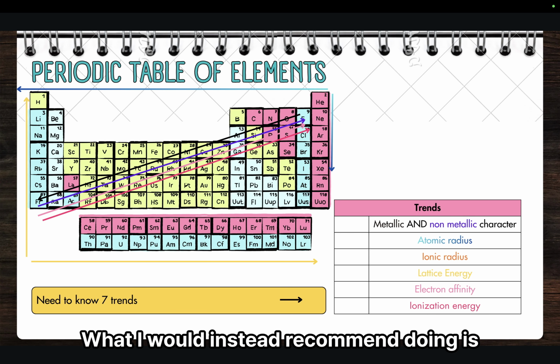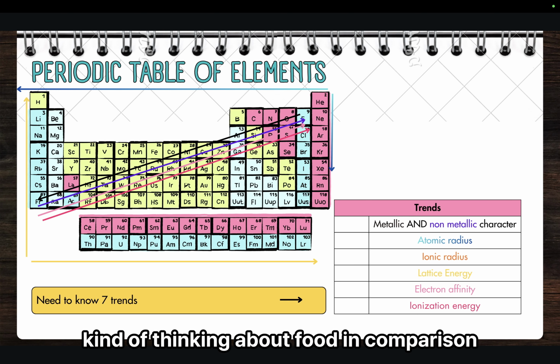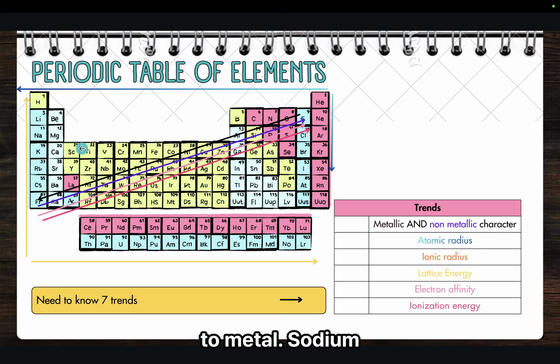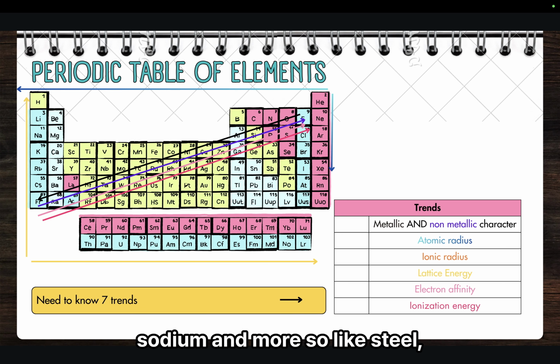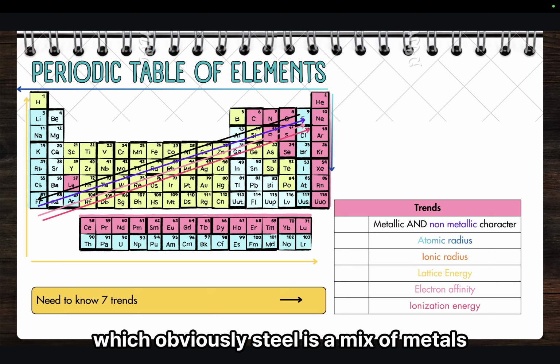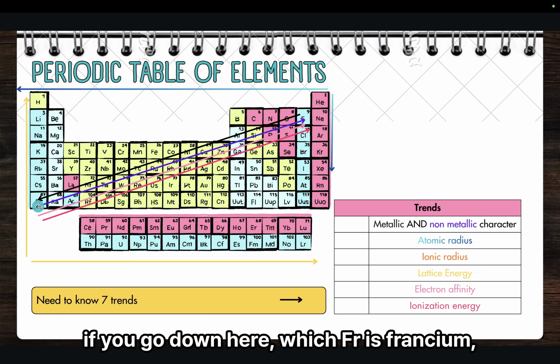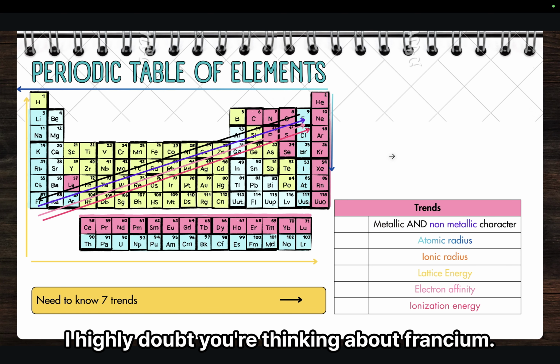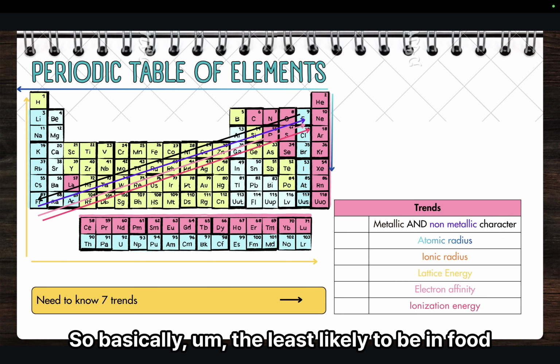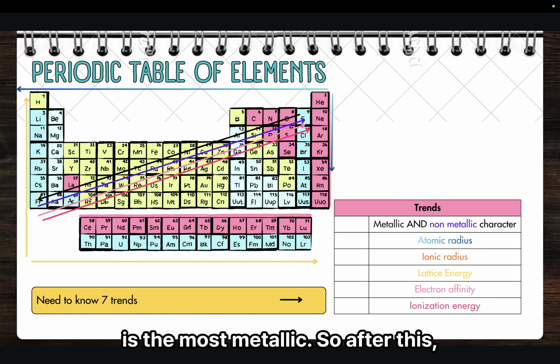What I would instead recommend doing is thinking about food in comparison to metal. Sodium is a part of sodium chloride, which is just table salt. You can eat that. If you're thinking metal in your head, you're probably thinking less sodium and more like steel, which obviously is a mix of metals and not on the periodic table, but you get the idea. Now, if you go down here, which Fr is francium, if you are thinking about food, I highly doubt you're thinking about francium. So basically, the least likely to be in food is the most metallic.